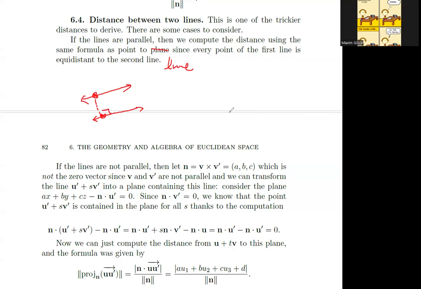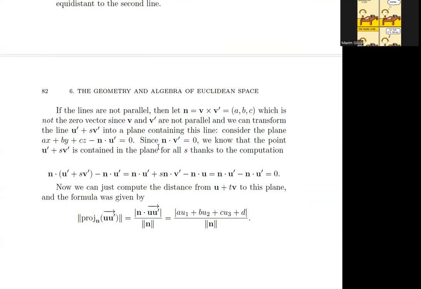If the lines are not parallel, then the cross product of their directions is not zero, right? By definition, the cross product is zero if and only if these vectors are parallel. So it's not zero, and we can transform one of the lines into a whole plane, and then we can compute the distance from the top line to the plane. So how do we do this?